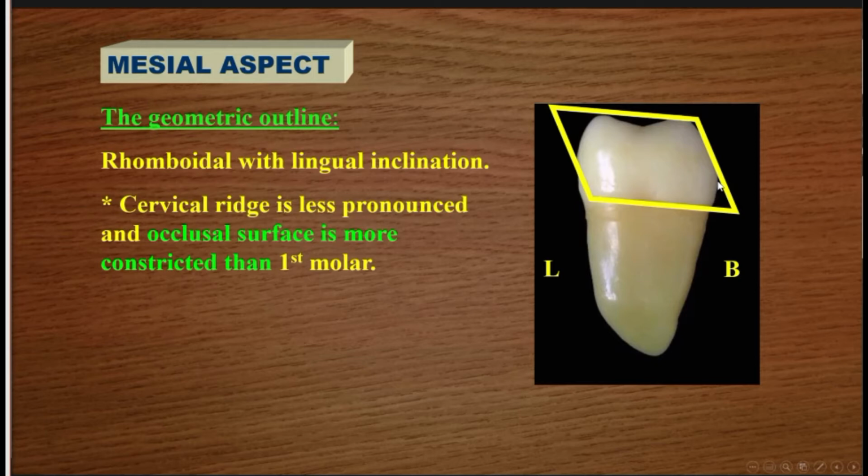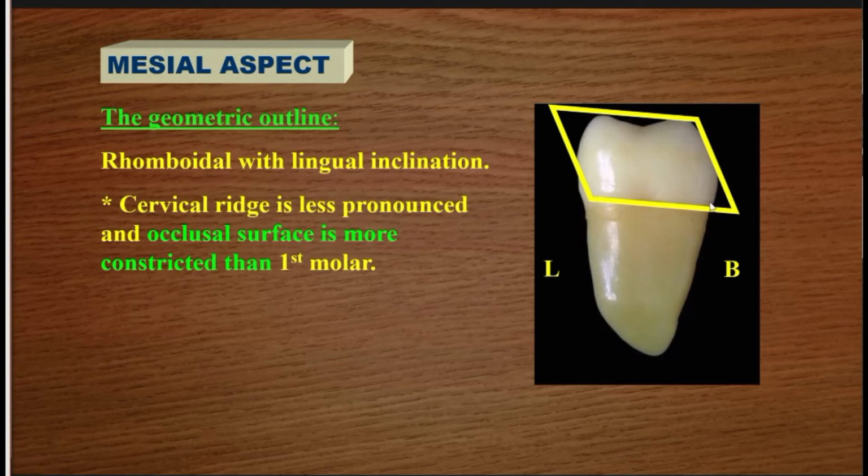The cervical ridge is less pronounced and the occlusal surface is more constricted than the first molar. That is, the occlusal table is smaller than the first molar. Mesial marginal ridge is a little bit concave.